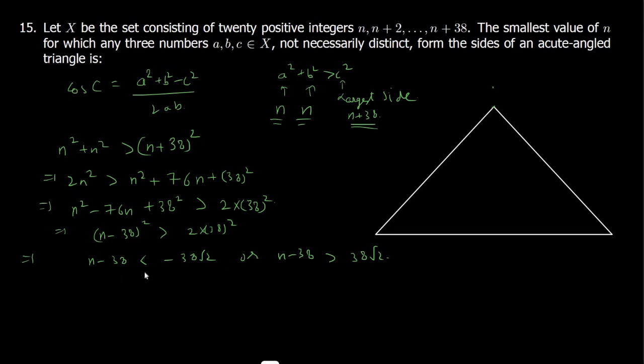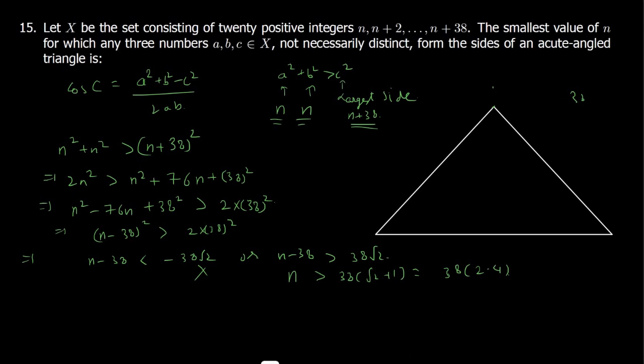Now this is not possible because otherwise n will become negative, while n is naturally a positive integer. So this is not possible. So the only possibility is that n has to be greater than 38 times (root 2 plus 1), which is 38 times (1.4 plus 1), that is 2.4.